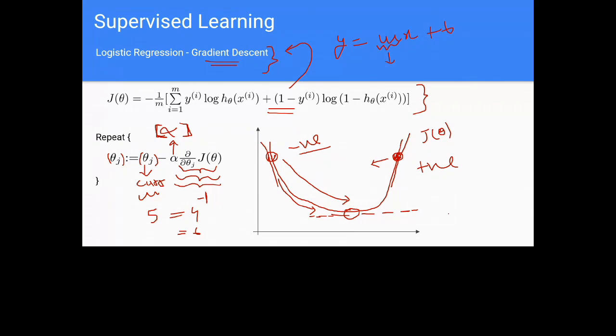Everybody wants cheap and good stuff. Everybody wants to reduce the cost and get the best outcome, right? That is what gradient descent is trying to do. It is going to reduce the cost on its own.